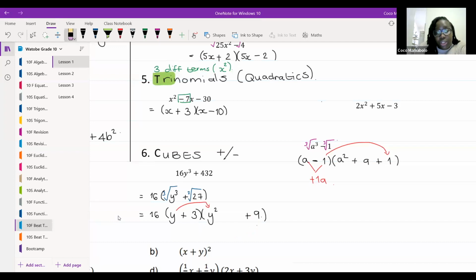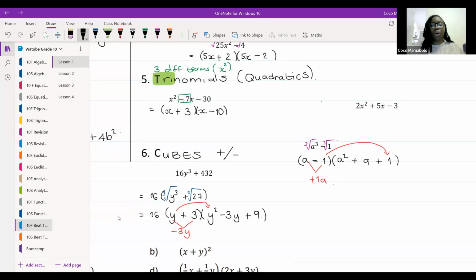For the middle term, we are going to take y times 3, which gives us 3y, and then we're just going to change the sign. Instead of a plus 3y, we're going to put a minus 3y. So in the middle, we're going to get minus 3y. Okay, and that's how we can figure those out.